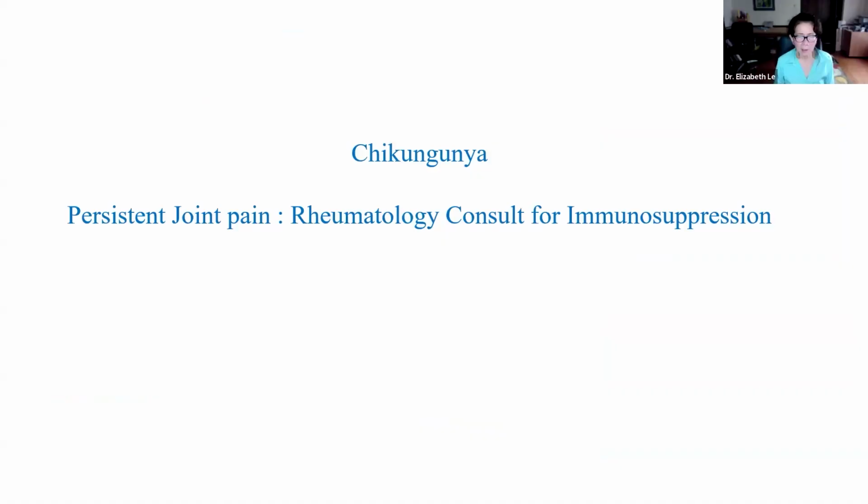Okay, so in our patient, she has chikungunya, and she had persistent joint pain. She's been taking ibuprofen and Aleve over the counter, but that didn't help too much. So she needs to be seen by rheumatology for immunosuppression. Rheumatologists would use a combination of disease-modifying agents such as methotrexate, Plaquenil, and sulfasalazine, or sometimes a little bit of low-dose prednisone. Next slide.